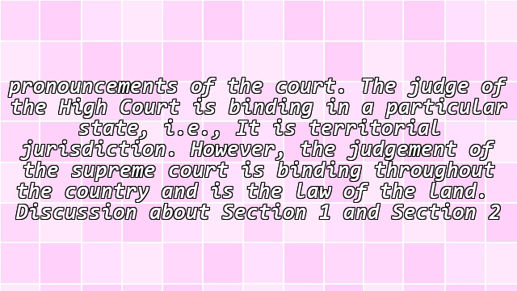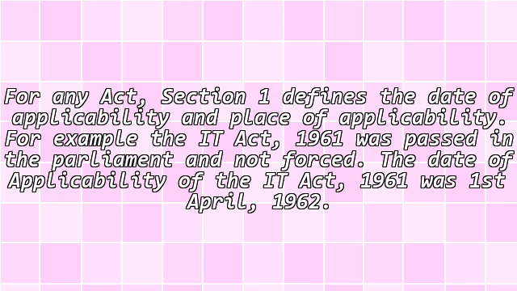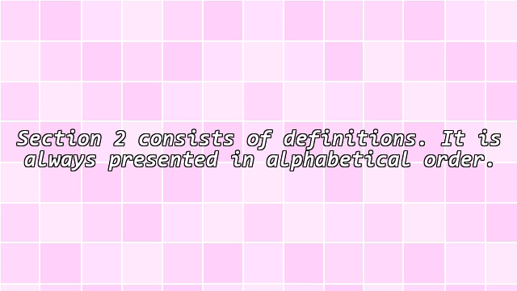Discussion about Section 1 and Section 2. For any act, Section 1 defines the date of applicability and place of applicability. For example, the Act 1961 was passed in the Parliament and enforced. The date of applicability of the Act 1961 was 1st April 1962. Section 2 consists of definitions. It is always presented in alphabetical order.